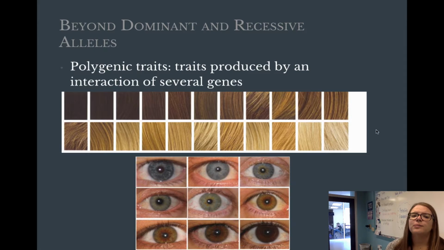A good way to know if it's polygenic is, again, you're looking at variation. If there's lots of variation within that trait, chances are it's polygenic, right? Skin tone is another example, right? There are lots of variation of skin tone telling us it's based on more than one gene.